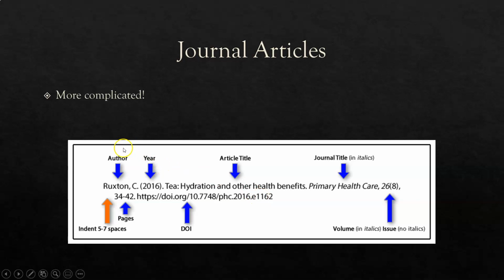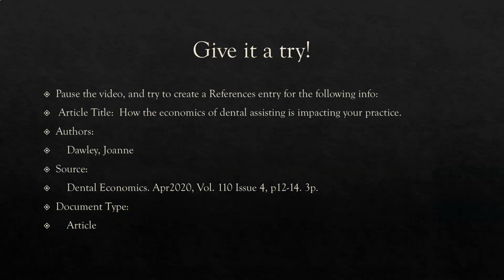So let's just go over that again quickly. You're going to start with author, year of publication, article title, journal title, volume, issue, page range, DOI. A lot to remember, but let's give it a try. I'm going to ask you again to pause the video and try to create a references entry for the following information that I'm giving you here on the screen.